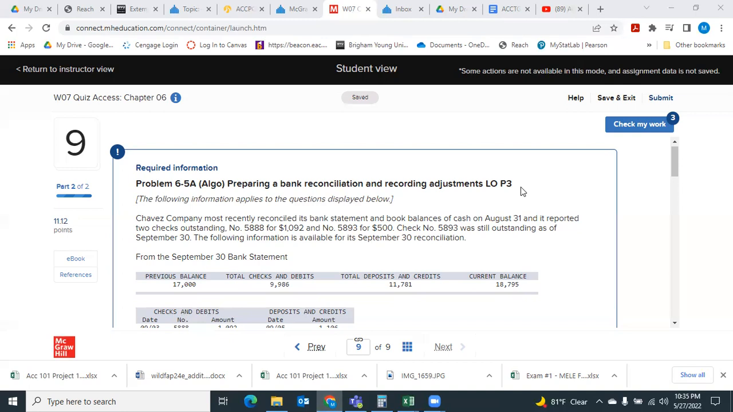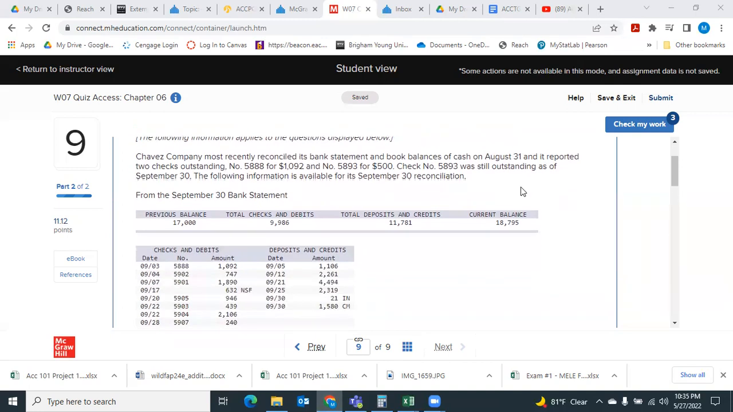Then you have to adjust your book for any items that were on your bank statement, but aren't yet in your book. Those things are actual changes, right? If they're on your bank statement, those things have actually occurred. And so what you have to do is journal entries to enter those transactions into your account. In this case, we have 4 transactions that we need to do journal entries for.